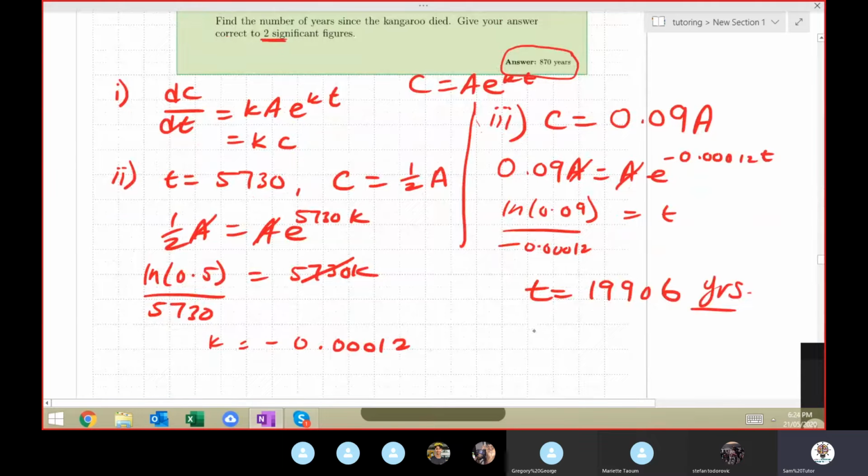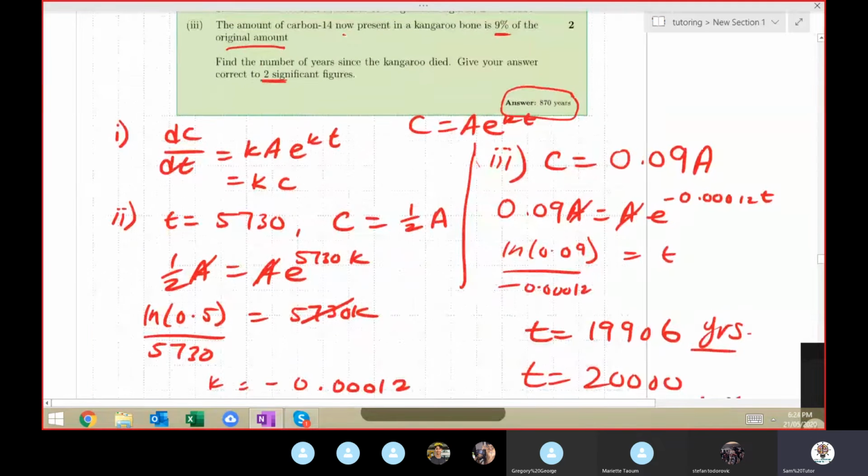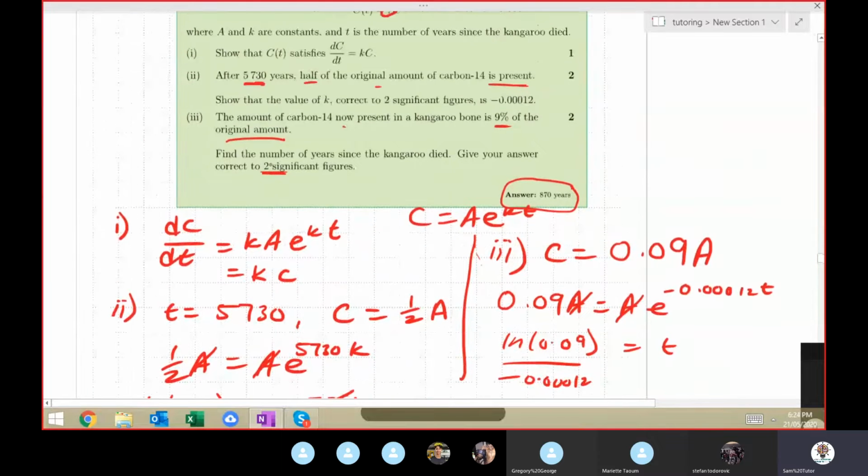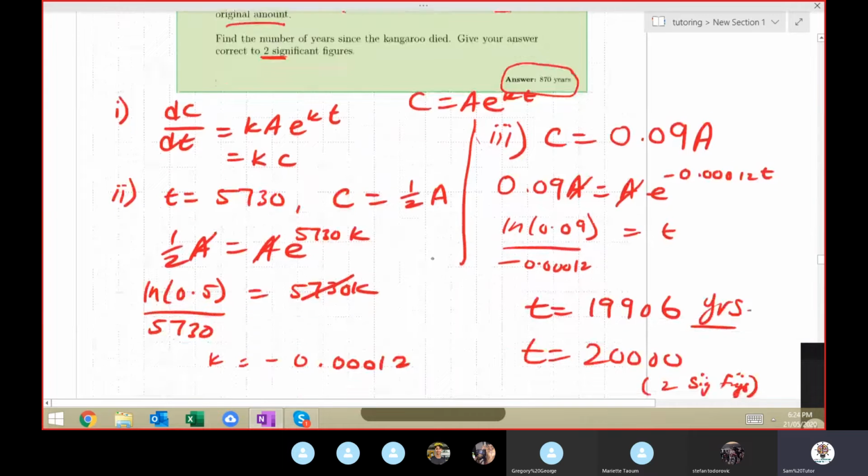To 2 sig figs has to be 20,000, right? So you go like this, 1, 2, look at the 9. This 9 makes 19 into 20, so it becomes 20,000. 2 sig figs. The amount of students I've seen lose marks just because of the final bit that says 2 sig figs is insane. I would say greater than 70% of students at this level lose their mark with 2 sig figs, more than their calculus and everything like that.